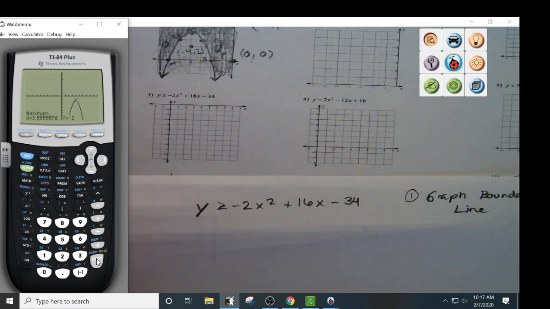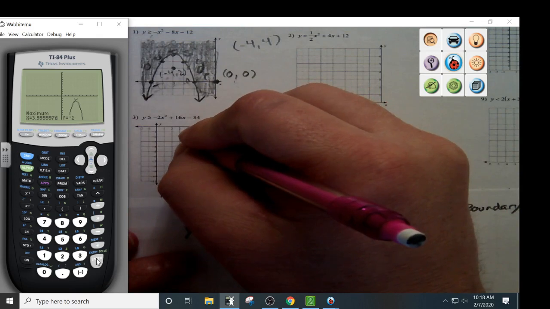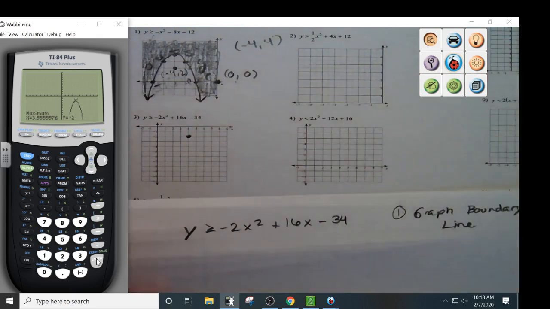All right, now, mine is 3.99. Guys, just round that to the nearest number. That is 4, negative 2. So my vertex is 4, negative 2. Okay?